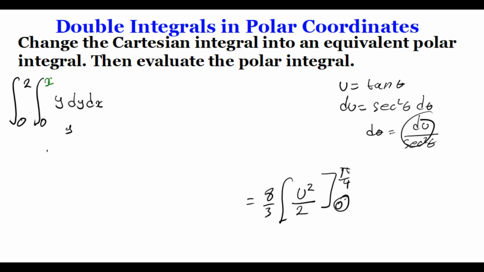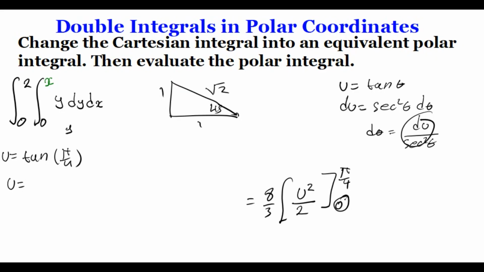What about tan 45? We say tan 45, which is tan pi over 4, to give us our u. What will be our u? Remember from this triangle here, we have 1, 1, the square root of 2, then that's 45, and that's 45. Tan 45 is just 1. So the upper limit becomes 1. So this will be equal to 8 over 3, then you have u squared over 2 from 0 to 1.